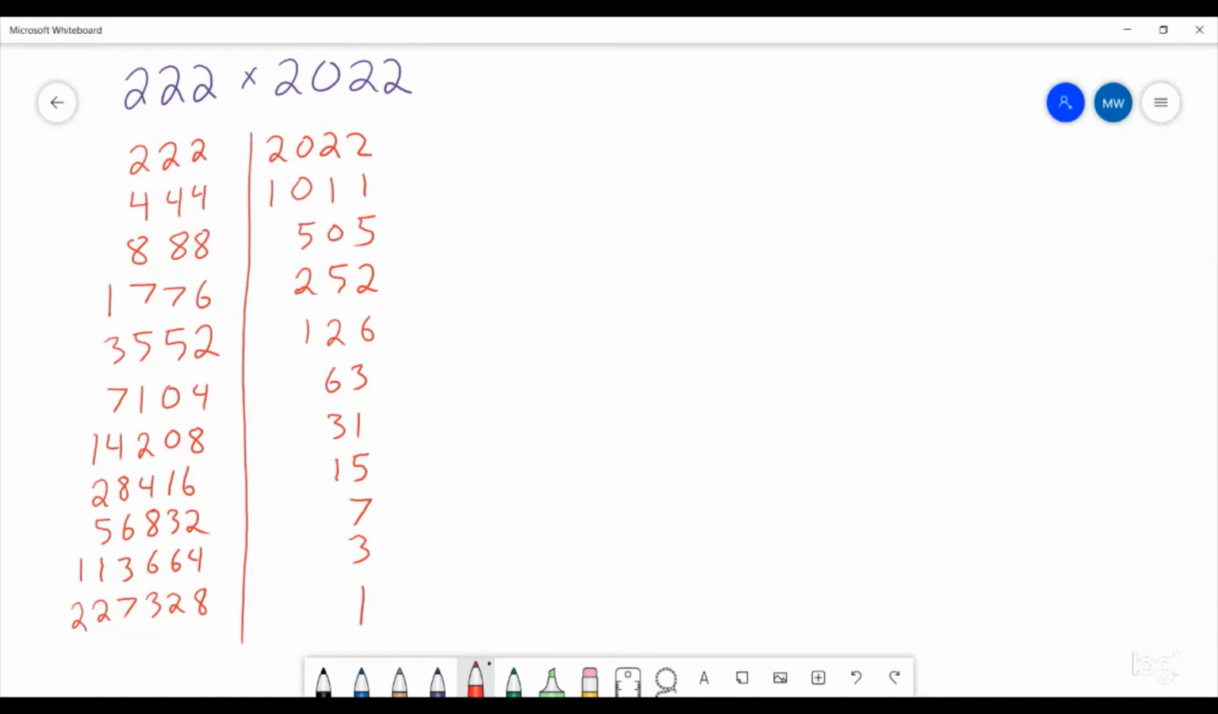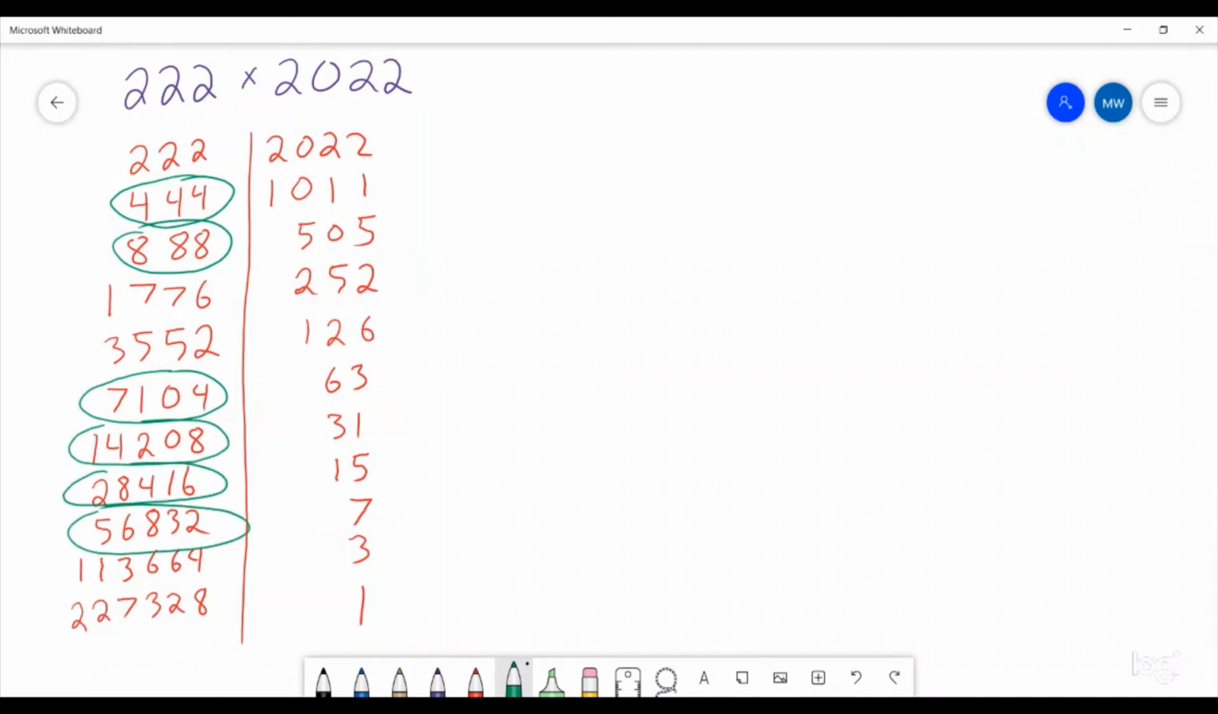Well, it's going to be the same idea that we had last time. We are going to go through and add up all the numbers that correspond to an odd number in the column that we were dividing everything by. Here we go. We got a whole lot of odd numbers in this case, and there we go. And now we're going to add all of those up.